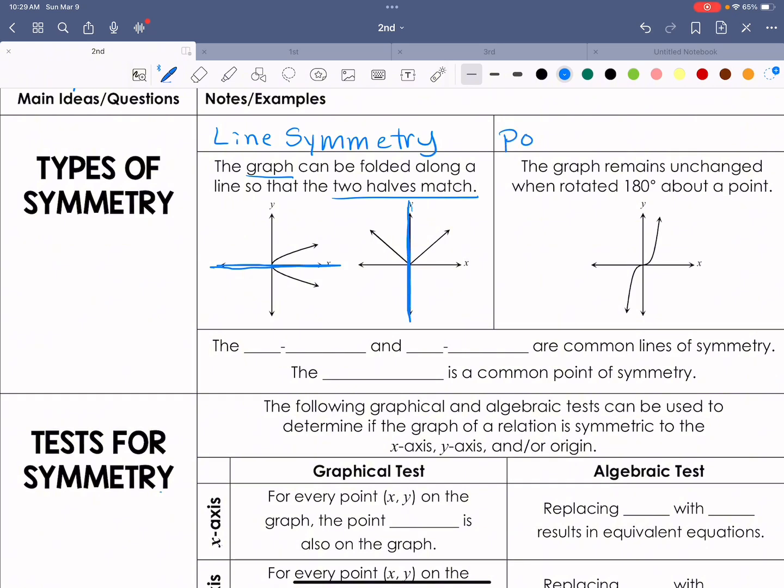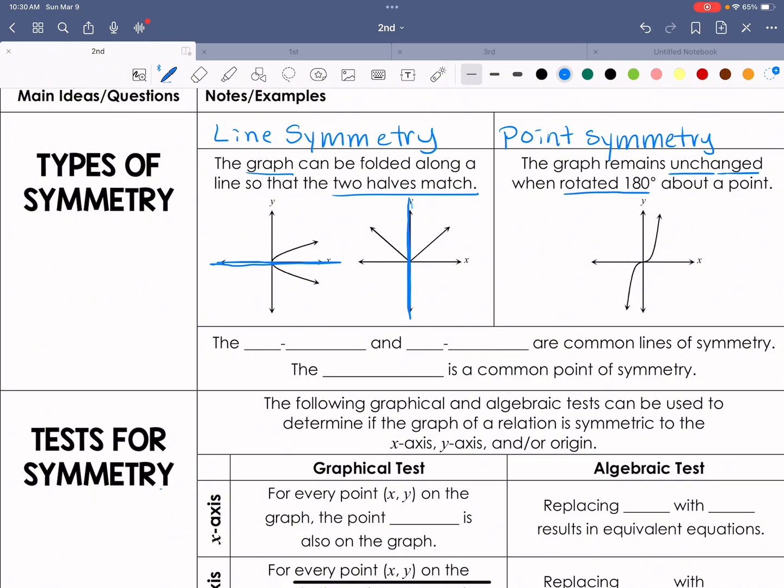The other type of symmetry is point symmetry. In point symmetry, the graph remains unchanged, or rather it looks identical when it is rotated 180 degrees about a point. So if I rotated this graph 180 degrees, it would look just like it did in the beginning. Now, the x-axis and the y-axis are common lines of symmetry, but they are not the only ones. The origin is a common point of symmetry, but it also is not the only one.